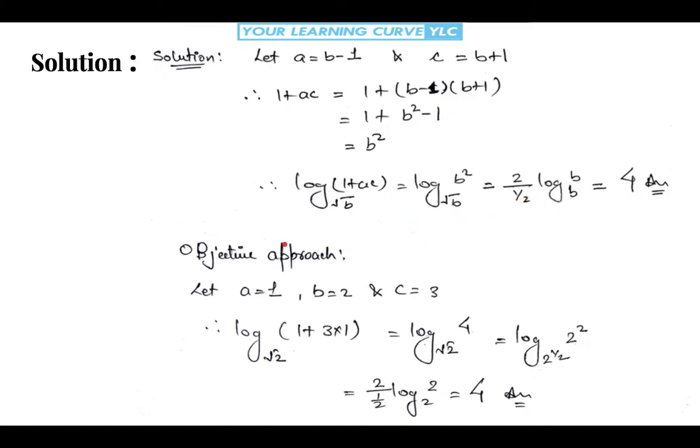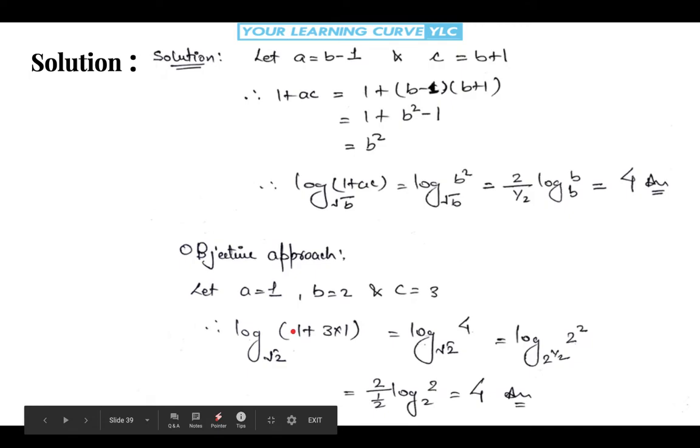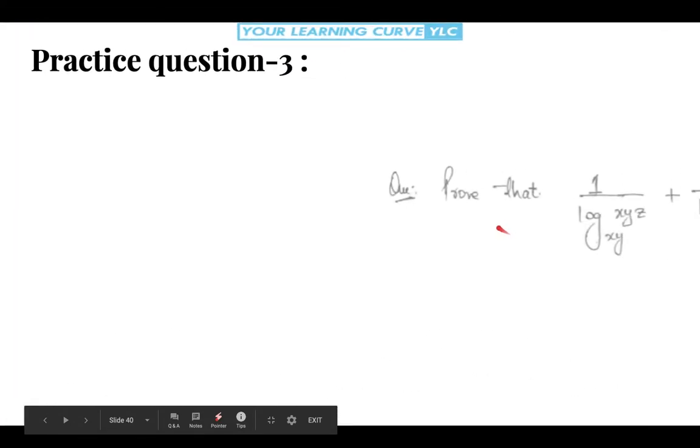Objective approach is, for these type of questions you can safely assume that A is equal to 1, B is equal to 2, C is equal to 3. Don't go and assume A is equal to 9999, B is equal to 10,000, C is equal to 10,001 and all that. Assume simple numbers because you want to save your time. Objective questions, answer matters, save your time. Assume simple numbers and then 1 plus 3 into 1 to the base root 2, you will get log 4 to the base root 2, same powers go outside, gets multiplied, and you will get the same result.